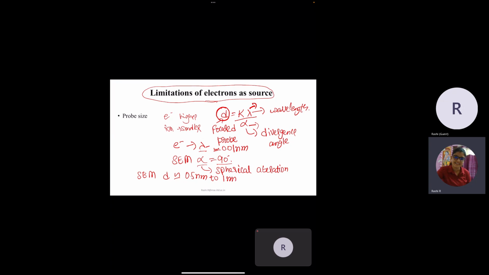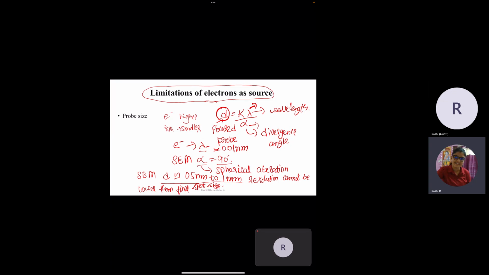So in SEM the probe diameter will vary between 0.5 nanometer and 1 nanometer. Even if the diameter itself is this much, the spatial resolution cannot be any smaller than the probe diameter. The resolution cannot be lower than the finer spot size. So I hope you understand. If d itself is 0.5 to 1 nanometer, we cannot go any smaller than that.